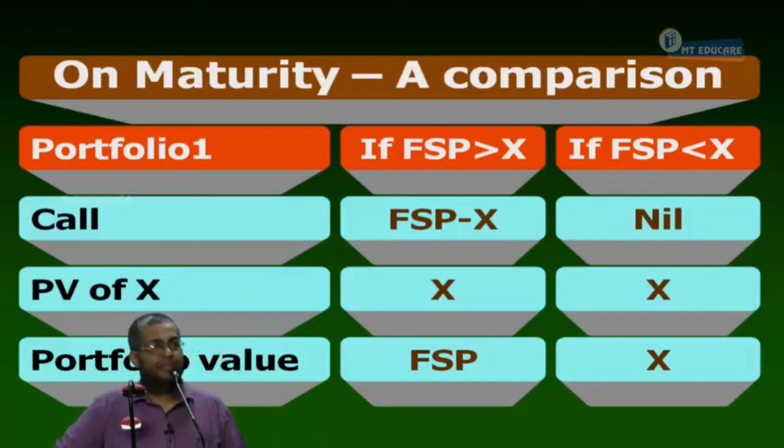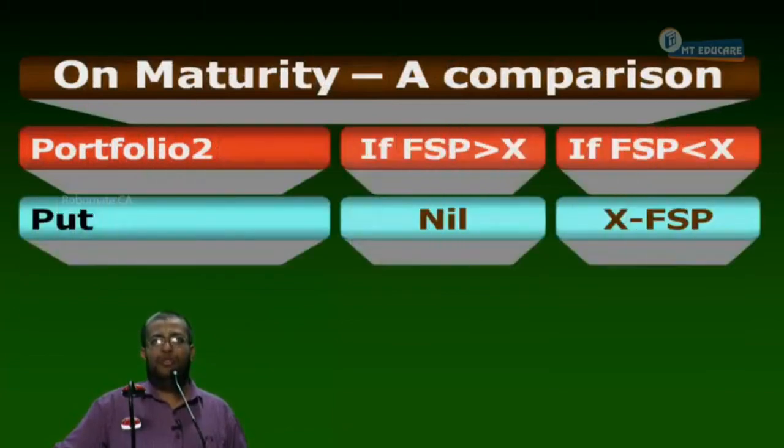Shall I proceed? Can I proceed or not? Write down. Next, point B or C? C. Maturity value of portfolio 2.